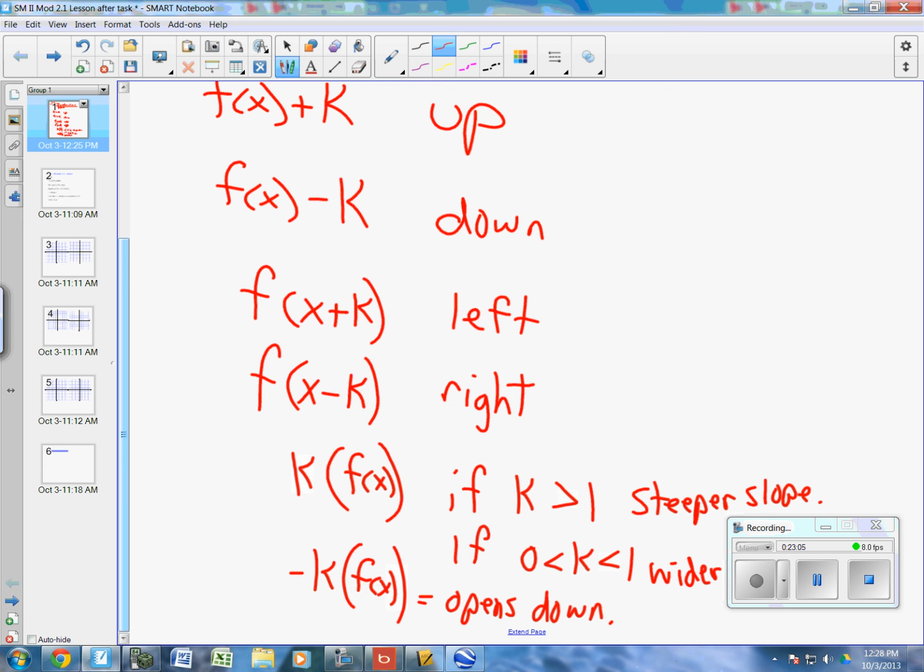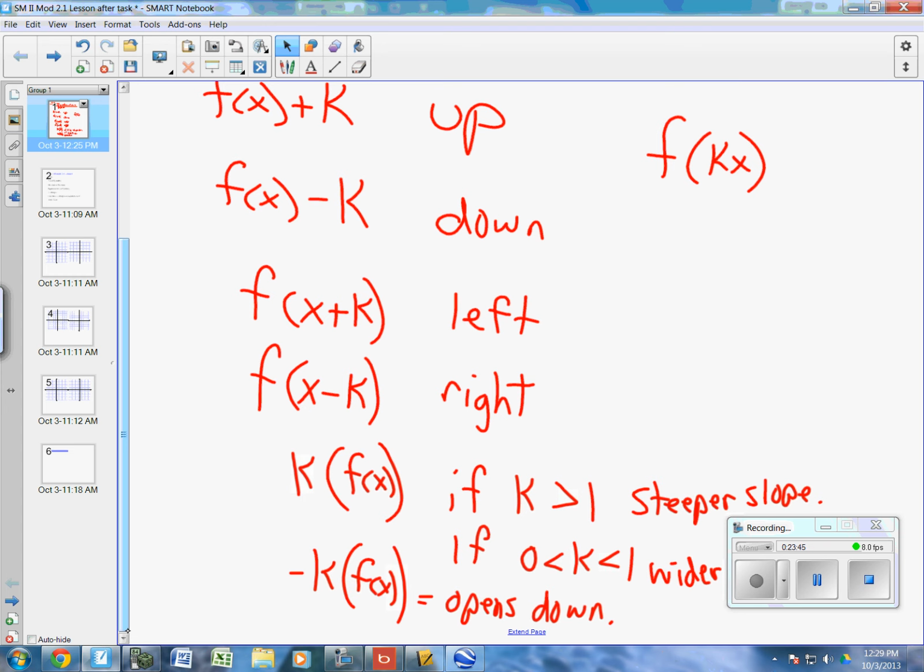By the way, this also goes for timesing k inside the function. It just does it at a different rate. Like, for instance, if I did f of k times x, f of k times x does the same thing as k times f of x. It just doesn't do it on nearly the scale, okay? It just does it at a different rate than the other ones, okay? So that's what we should have learned so far. Okay? Wider. What'd you say? Wider. It makes it go like this.